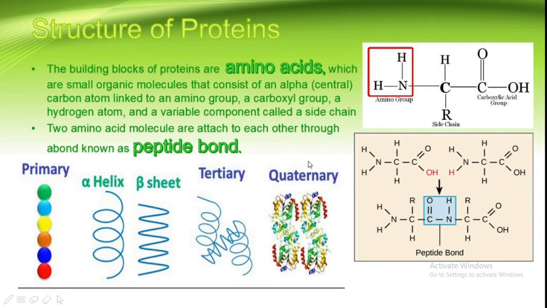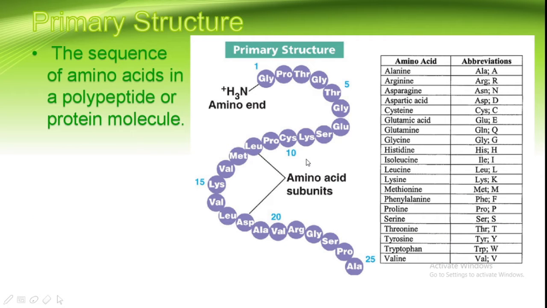So this was the start of that, and basically there are types of the structure of the proteins. One is called the primary structure, then the alpha helix and the beta sheets, then the tertiary one, and the quaternary one. So one by one we are going to observe these structures. First one is the primary structure.